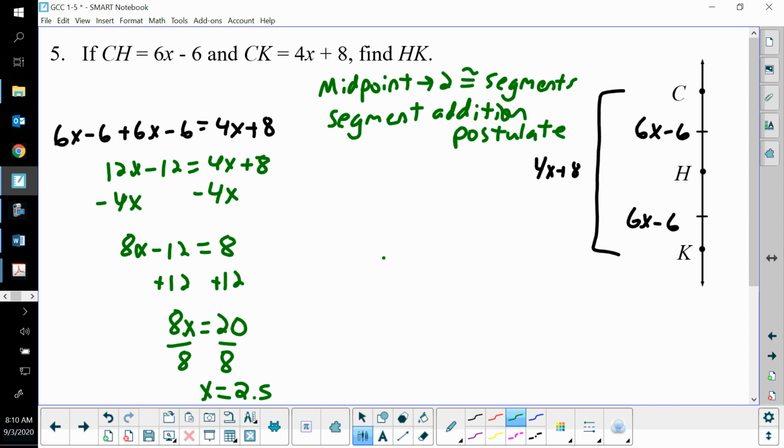So HK equals 6 times the 2.5 we just found minus 6. If you do 6 times 2.5, that's going to give us 15 minus 6. And 15 minus 6 will give us 9.